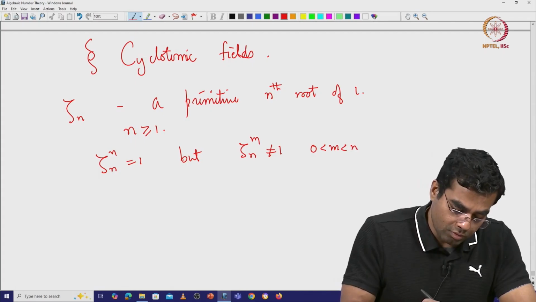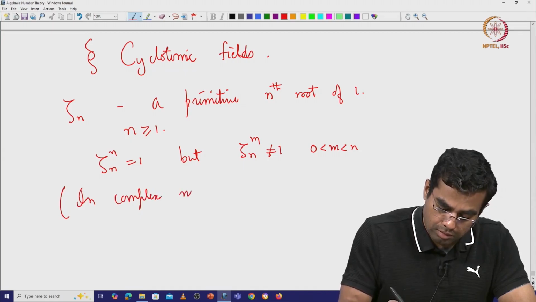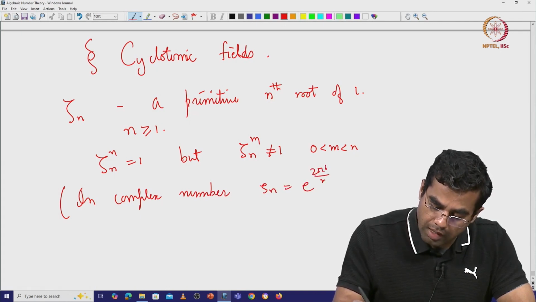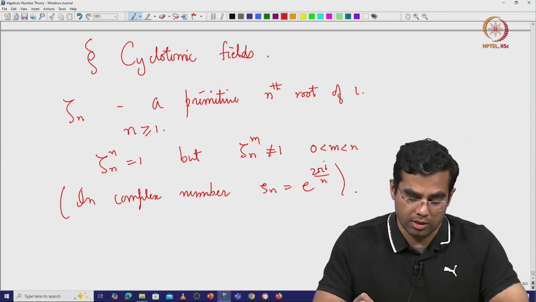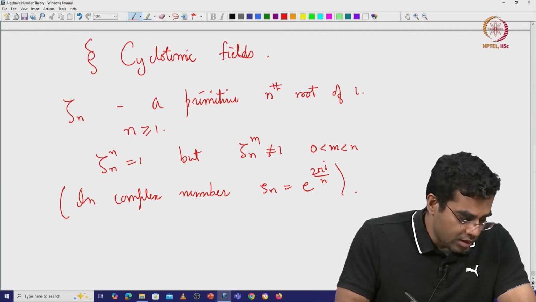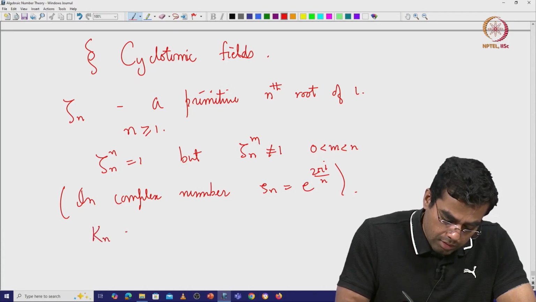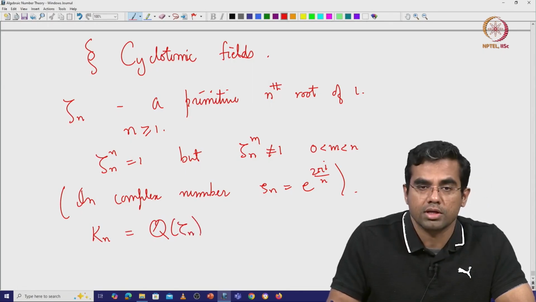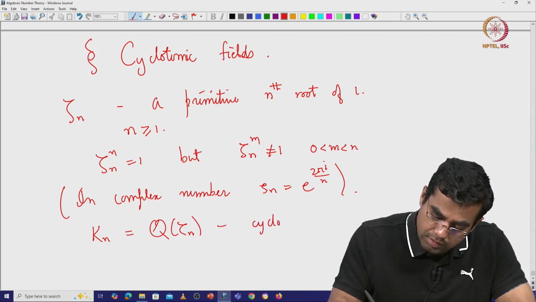If you want, in complex numbers, you can take zeta n to be e to the 2 pi i by n. If you want to have something concrete, you can take it this way, and then K n will denote Q of zeta n. So, that is my notation. These are called cyclotomic fields.